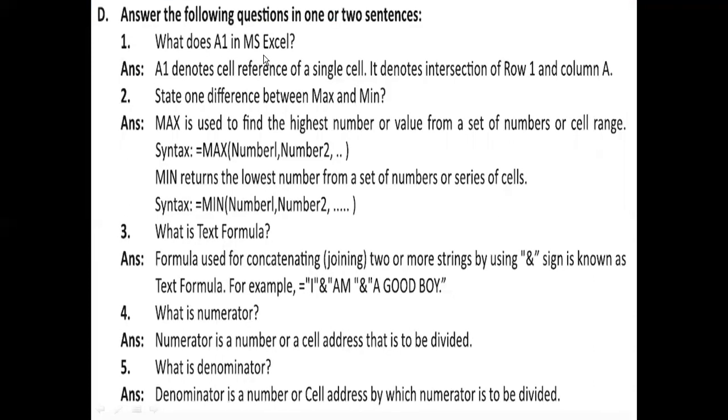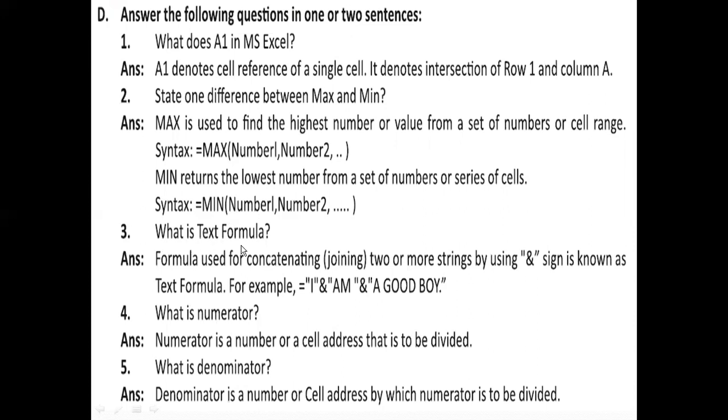What does A1 in MS Excel mean? A1 denotes the cell reference of a single cell. It denotes the intersection of row 1 and column A. So that is called A1. Difference between the max and minimum. That is obvious. With the word max, it is going to show us the highest number or value, and min is going to show us the lowest number from a set of numbers or series. So you just write the syntax also. I have specified, so write the way it is given, and please use a pencil while writing.